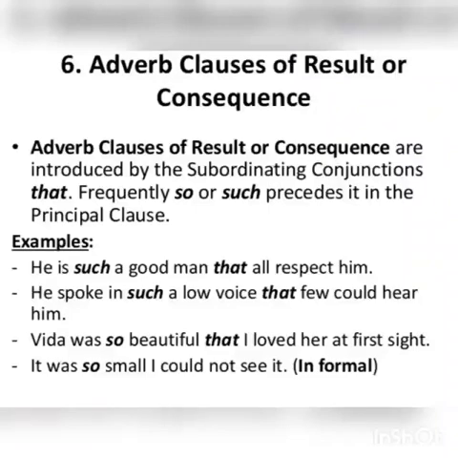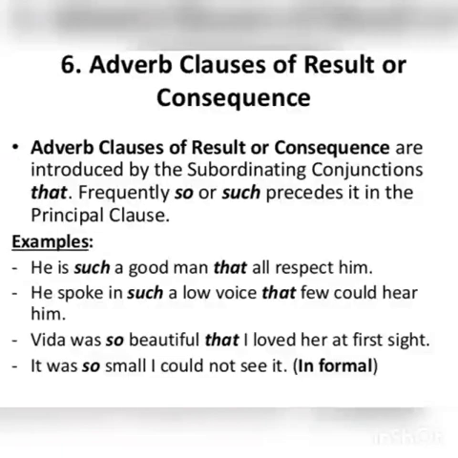Let's move to the next one, adverb clause of result or consequence. Adverb clause of result presents the result of a situation that is started in the main clause. It is introduced by subordinating conjunction that and it is preceded by so or such in the main clause. That is, so or such will be in the main clause and the conjunction will be that. So let us see an example here. He is such a good man that all respect him.